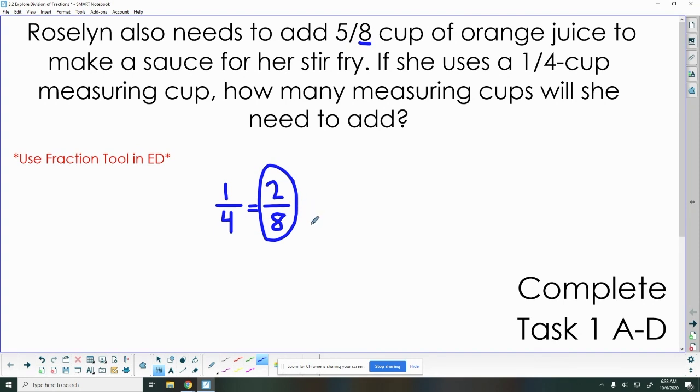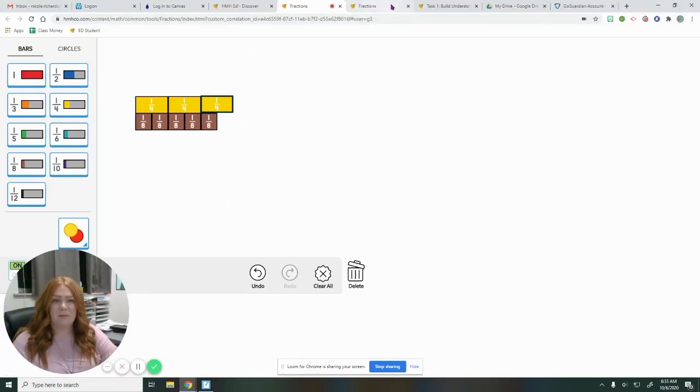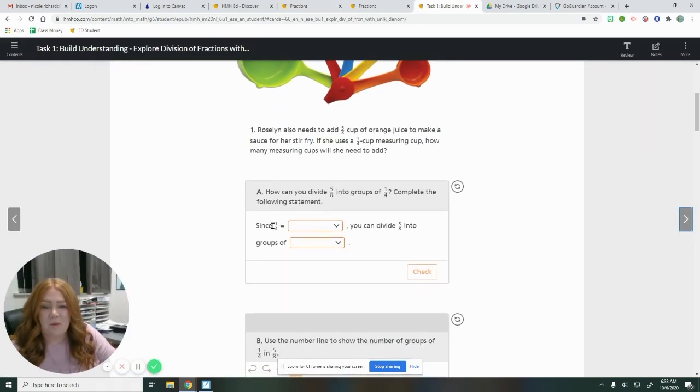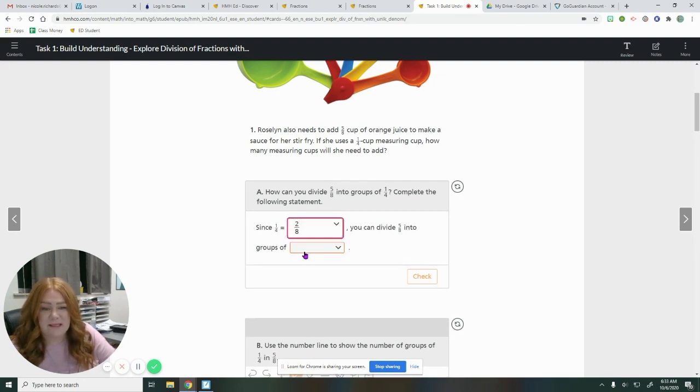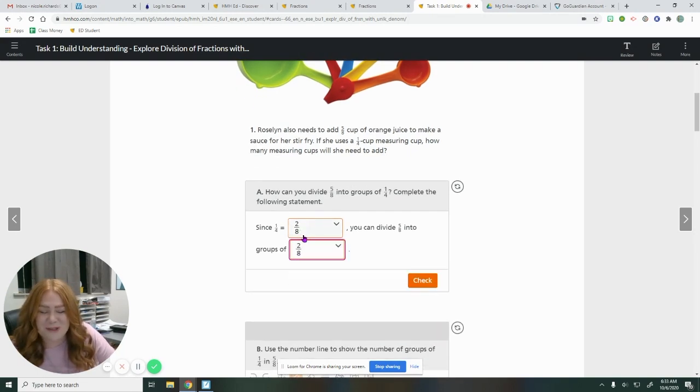So using that information, we're going to go ahead and complete tasks A through D on number 1 here. So back to our task page. We're going to turn 1/4 into that equivalent fraction of 2/8. So we can divide 5/8 into groups of 2/8. Every time we scoop out a fourth, we're really doing 2/8. So we're going to divide our 5/8 into groups of 2/8, 2/8, as much as we can.